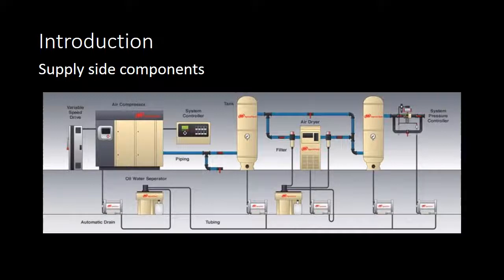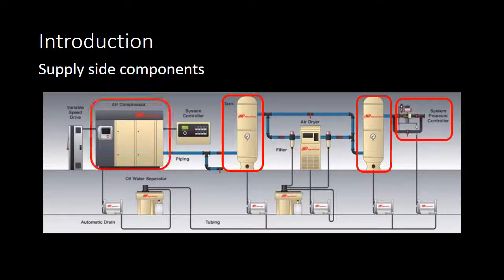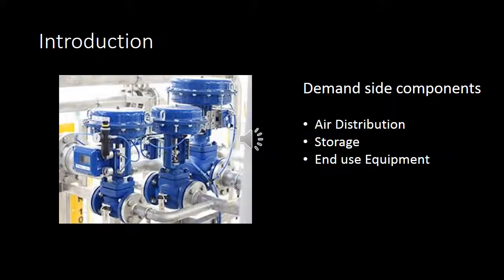We will briefly look at the supply side of the system. The supply side includes all the components prior to and including the primary receiver and the pressure flow controller, if present. Those components include one or more air compressors and various aftercoolers, traps, drains, filters, and dryers for achieving the required quality of air. The demand side includes components after the primary receiver and the pressure flow controller, including the distribution and storage components and end-use equipment.